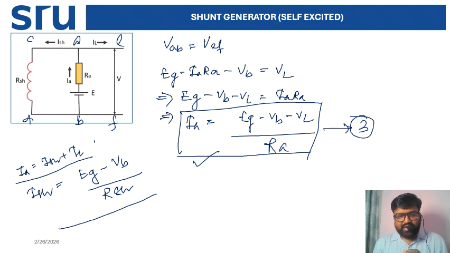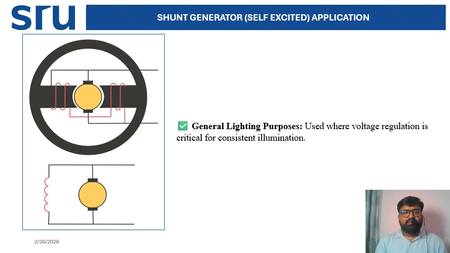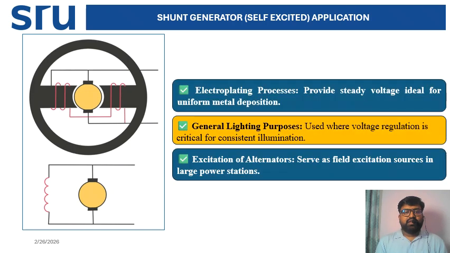Now we will discuss the applications. In these applications, the first is electroplating, which provides steady voltage and is ideal for uniform metal deposition.